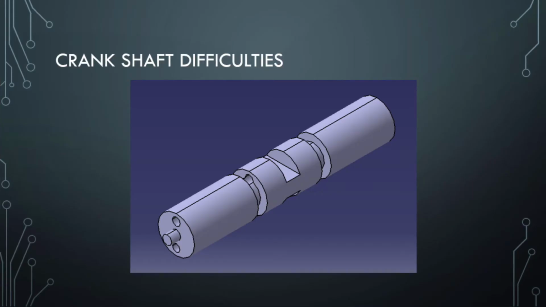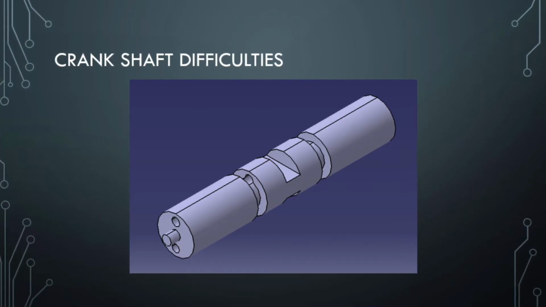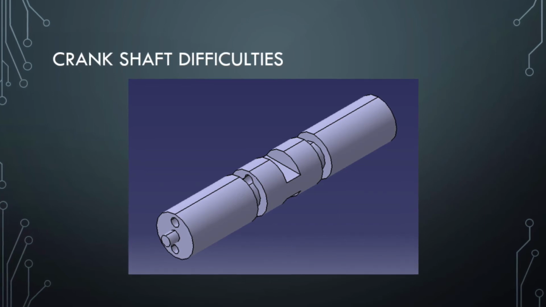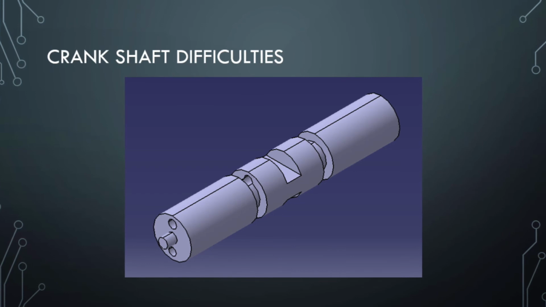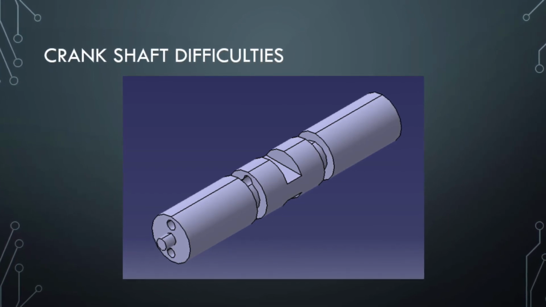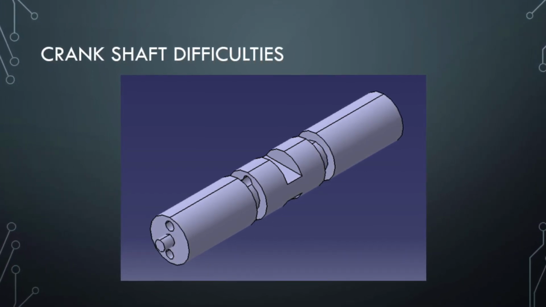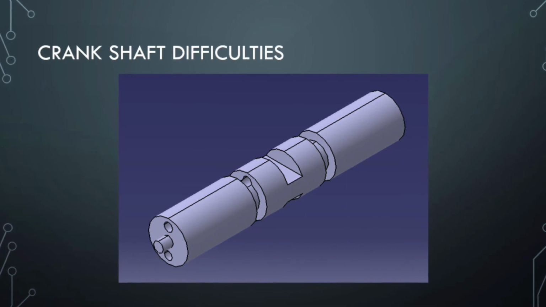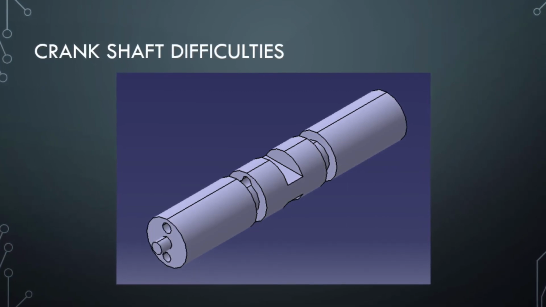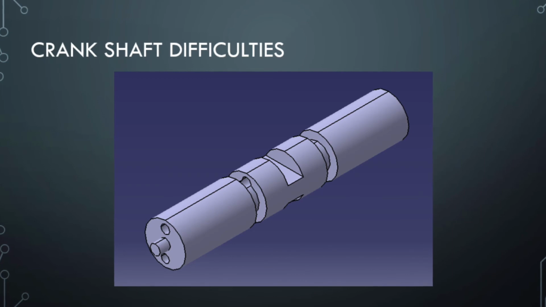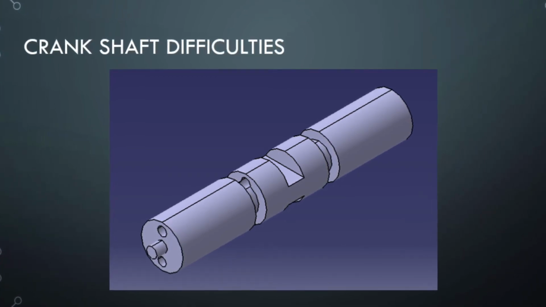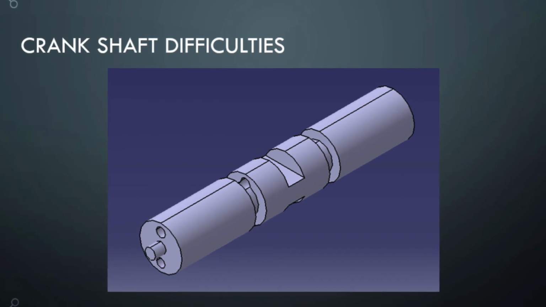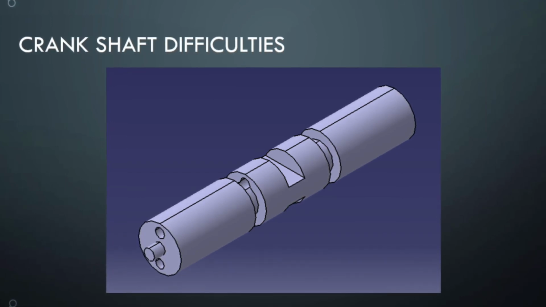I also had some difficulties with my crankshaft. This was somewhat of a complex shaft that you had to revolve around a central axis, and also some of the holes going through the front face, only part of the hole is threaded and the rest is not threaded. So you had to make sure using the hole command that you only threaded it a certain depth, and then the rest of the depth of the hole was not threaded.